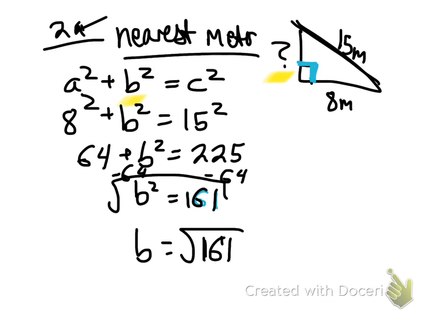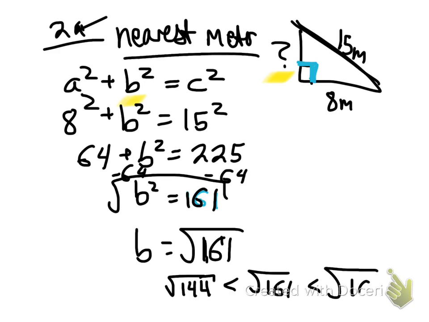Now, 161 is not a perfect square, so you need to figure out what the closest square roots are. Well, you know the square root of 144 is a perfect square, that's 12, is less than the square root of 161, is less than the square root of 169, a perfect square, that's 13. Now the difference here is only 8, whereas the difference between 144 and 161 is much more than 8. So you're going to say that B is approximately 13.